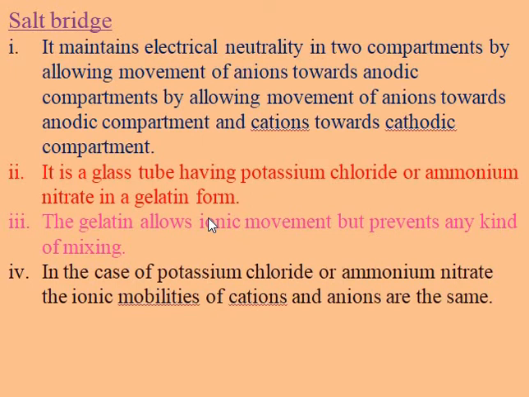The salt bridge maintains the electrical neutrality in the two compartments by allowing movement of anions towards the anodic compartment and cations towards the cathodic compartment. It maintains only the electrical neutrality. Second point: it is a glass tube having potassium chloride and ammonium nitrate in a gelatin form. The gelatin allows the ionic movement but prevents any kind of mixing.